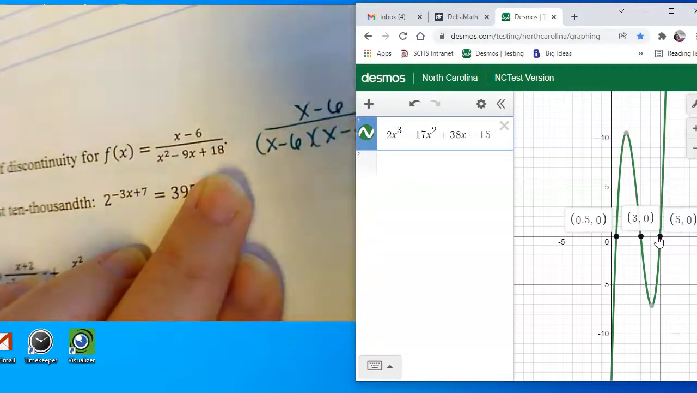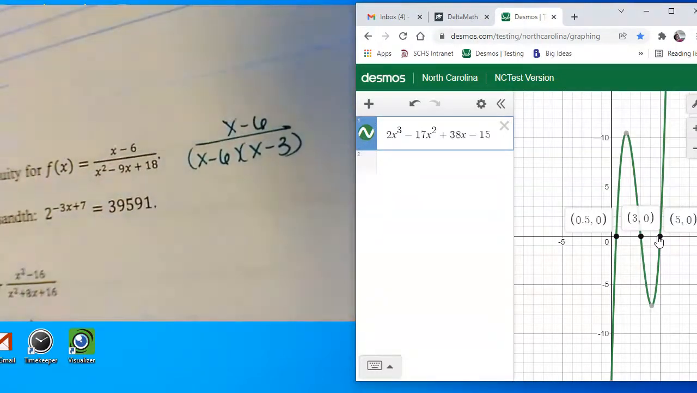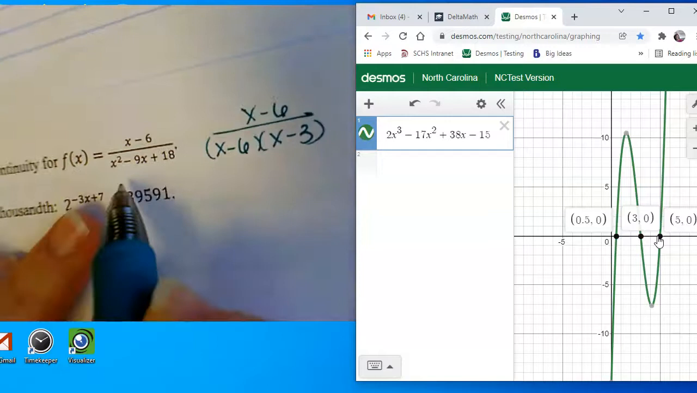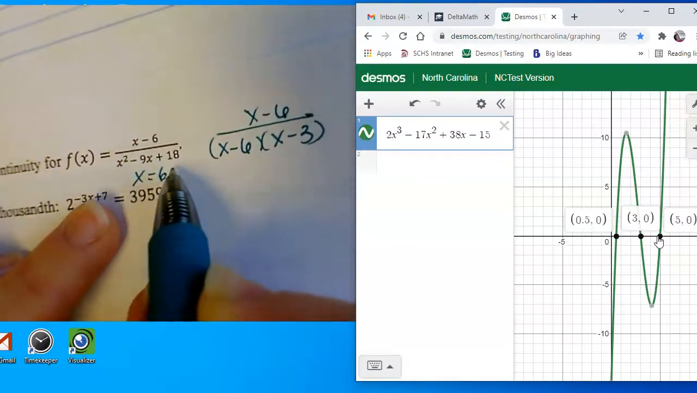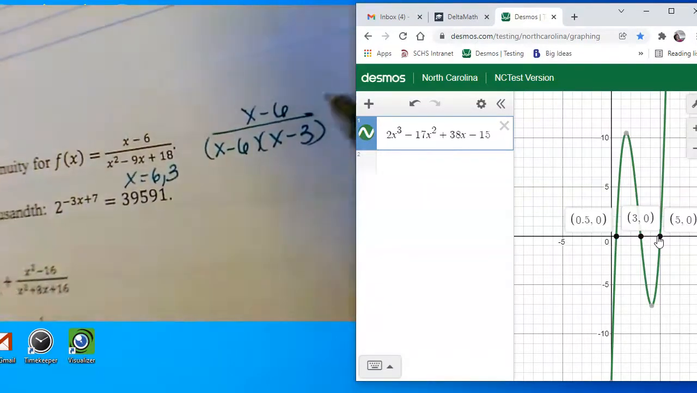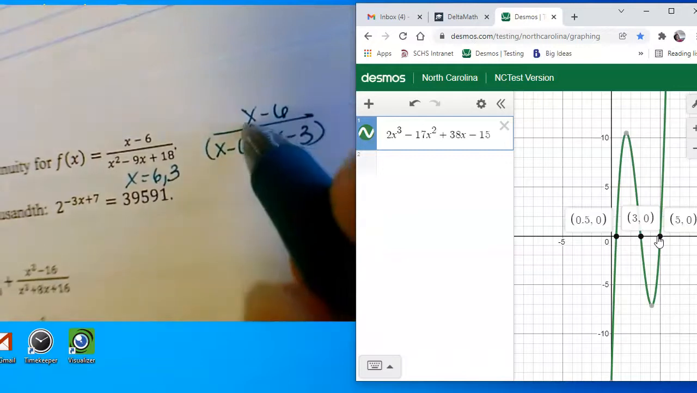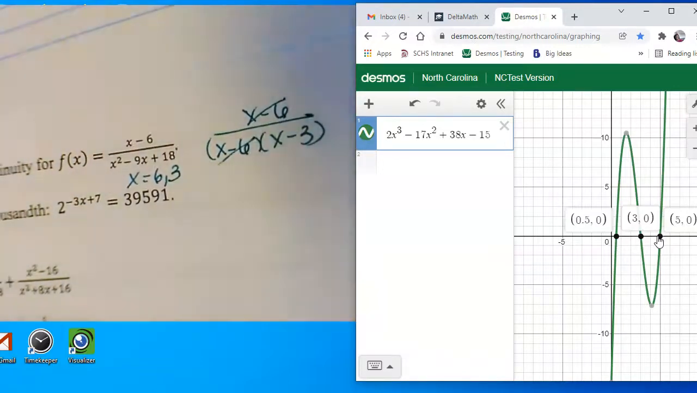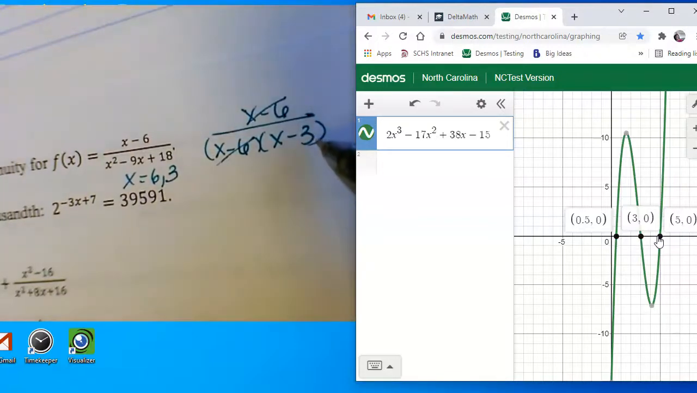Now, the x minus 6's do cancel, but whenever you find discontinuity, it's only about the bottom. You don't cancel anything. And so your discontinuities in this problem are going to be 6 and 3. Now, just a reminder, if you cancel the x minus 6's, that means there's a hole at 6. And that means there's a vertical asymptote at 3.